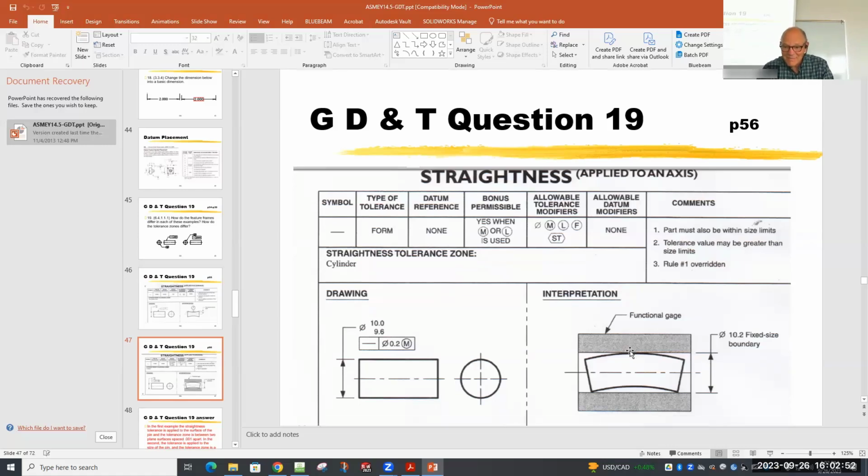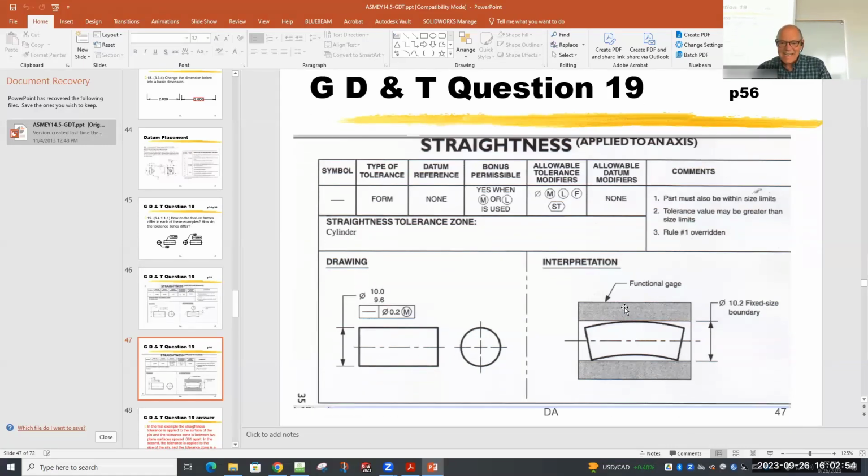So in this particular case, you make a functional gauge and you say, I'm going to take into account two things. How big can this pin be? It can be as big as 10 millimeters. It tells me that right here. How straight does it have to be? Well, it has to be straight within 0.2 millimeters. That means functionally, that pin has to go into a hole that's 10.2 millimeters in diameter. That's what's known as a fixed size boundary. So Grayson makes me a gauge that has a hole that size, and I put that in there after measuring it, and I say every single place where I measure this is inside that tolerance zone, and it fits through that hole right there.